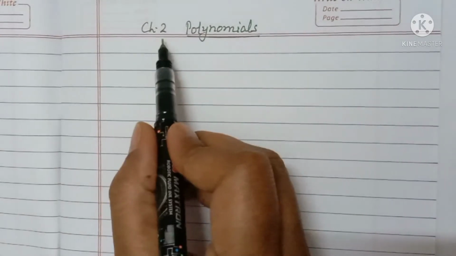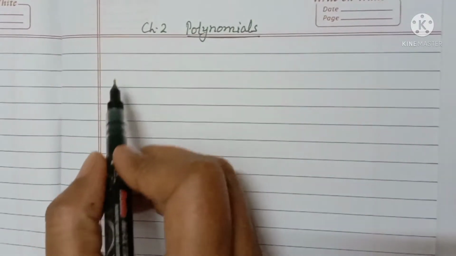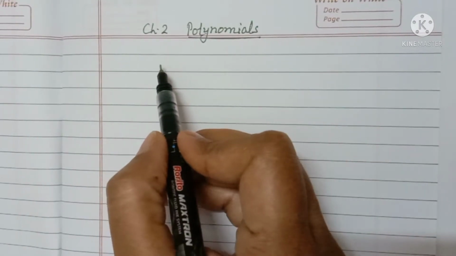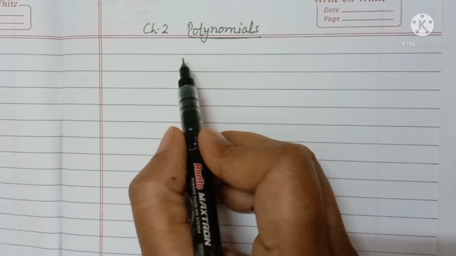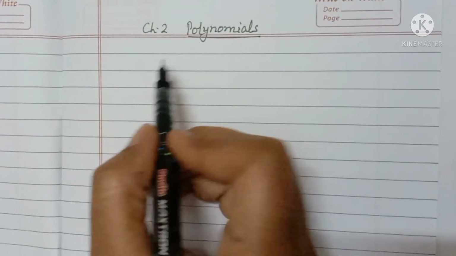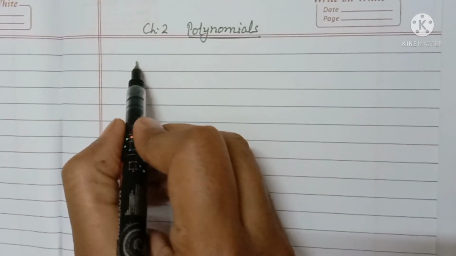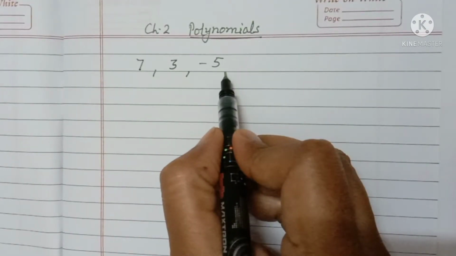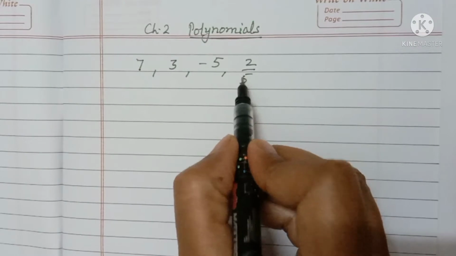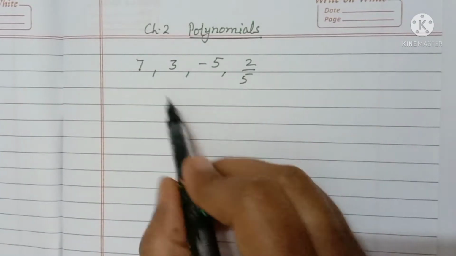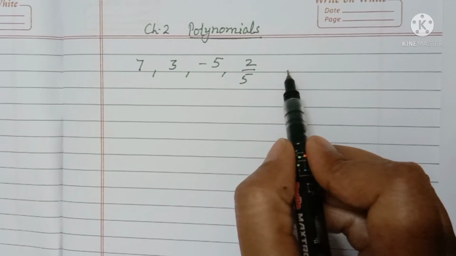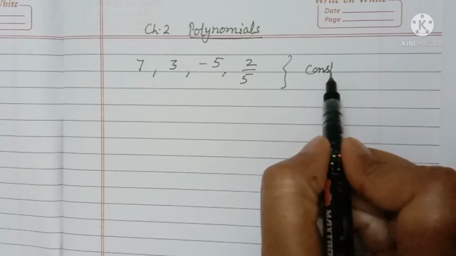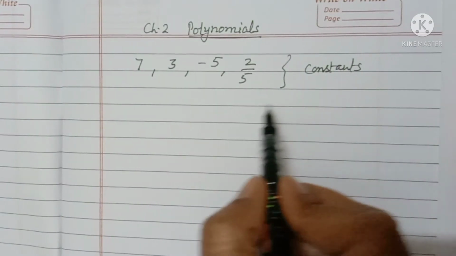Hello students, this is chapter 2, Polynomials, of class 9th, and in this chapter we study algebraic expressions. Those expressions are the different types of polynomials. So look at these numbers: 7, 3, -5, 2/5. These numbers do not change their values, so these numbers are called constants.